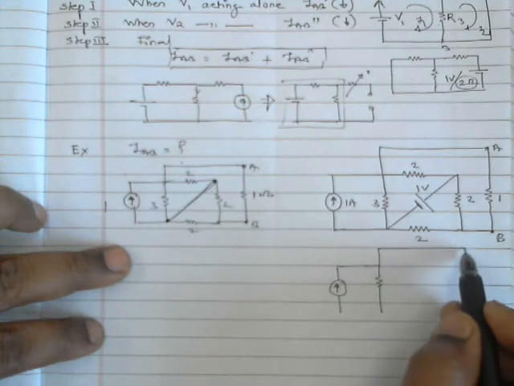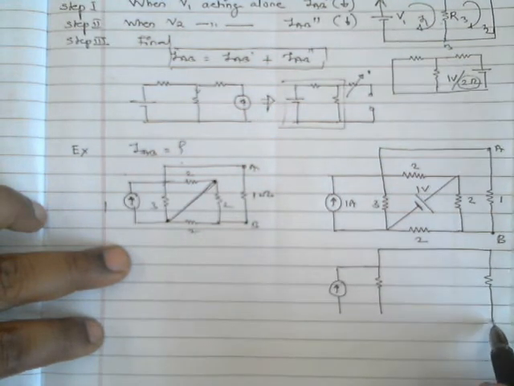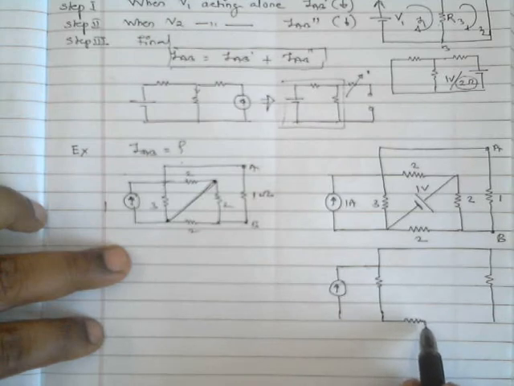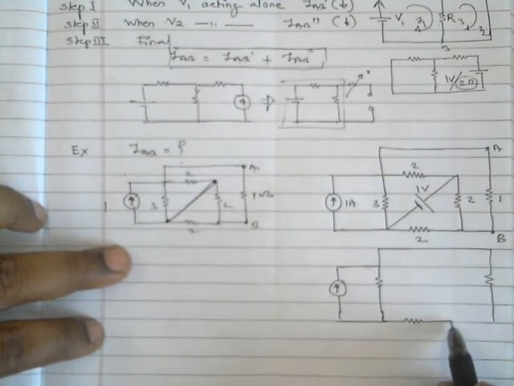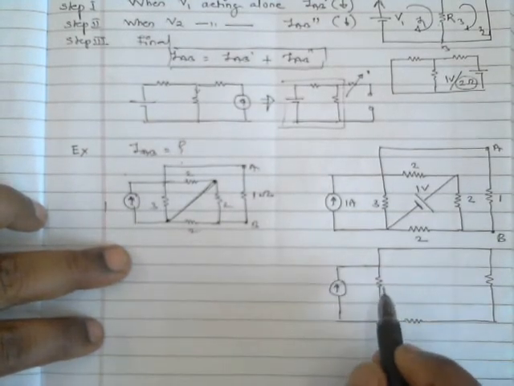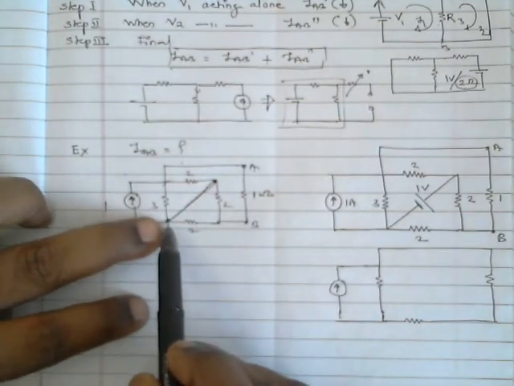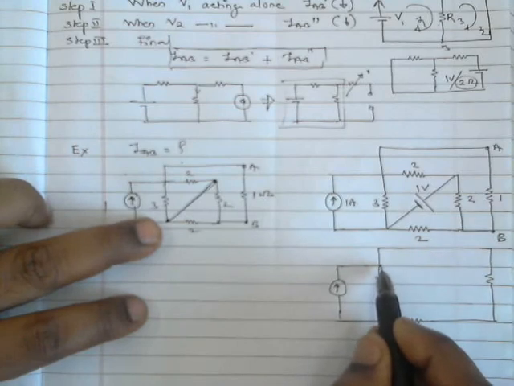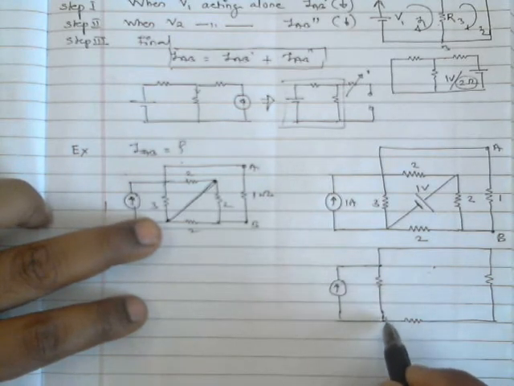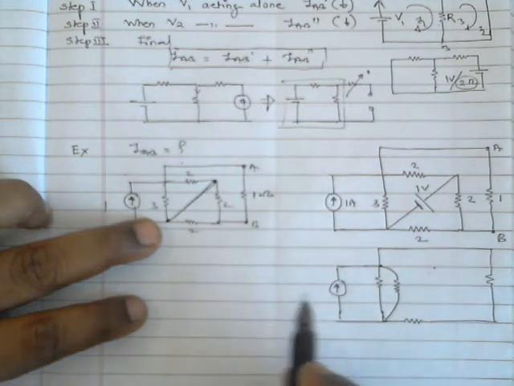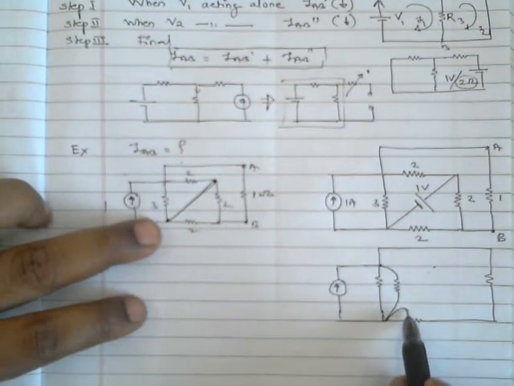I will draw the outer circuit first. Okay, now what we have to do is pull this point over this point. Means what will happen from here is now this point is pulled over here, so these two will come here like this, and these two will come here like this.